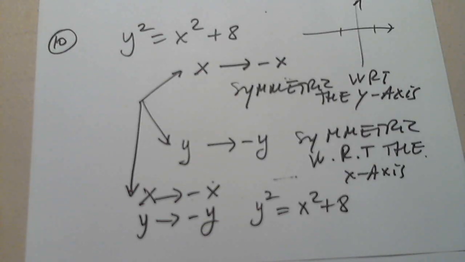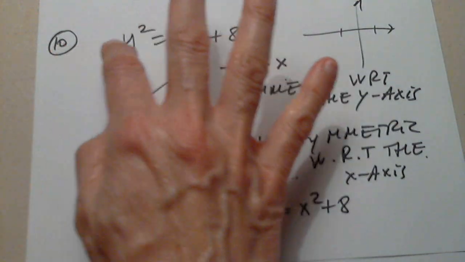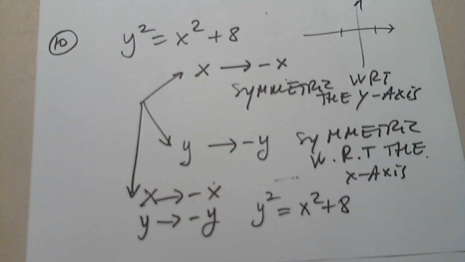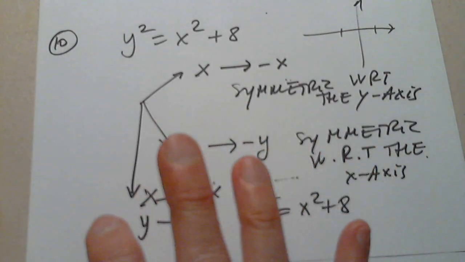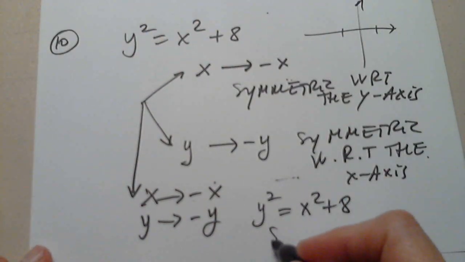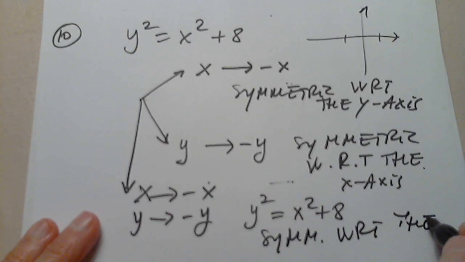X-axis, y-axis, origin. All of them. They are symmetric. Because no matter what I do, if I replace just x by negative x, nothing changes. If I replace y by negative y, nothing changes. If I replace it simultaneously, x by negative x and y by negative y, nothing changes. And that's with respect to the origin. Symmetric with respect to the origin.